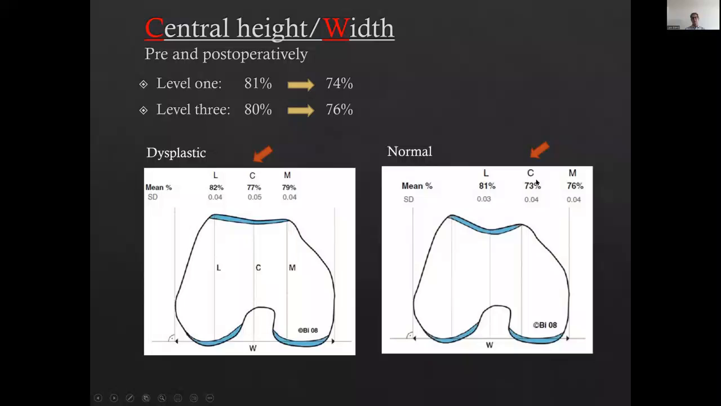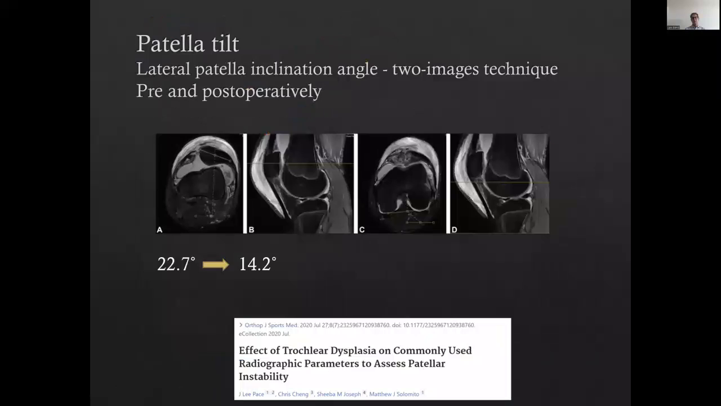What we found at level 1 was 81%, and 73% is normal. So 81 is pretty high. After the surgery, it went to 74, and on level 3 from 80 to 76. So this is very close to normal. With respect to the patellar tilt, it went from 2.7 to 14.2, so that is also close to normal.